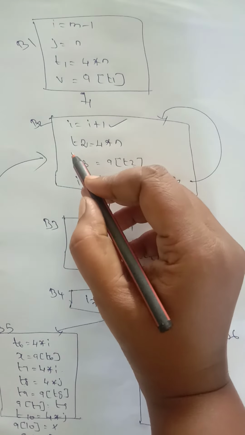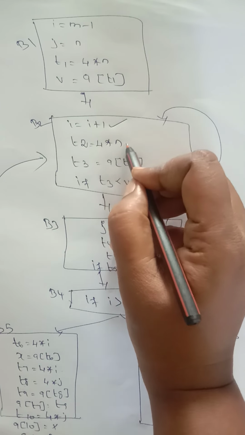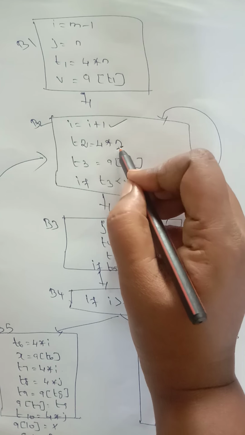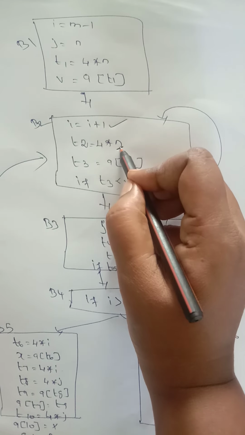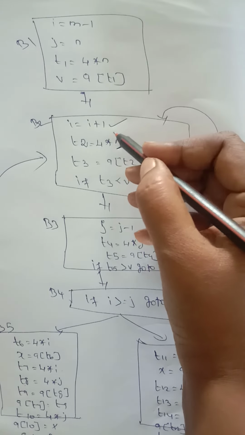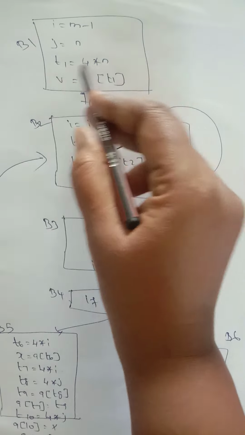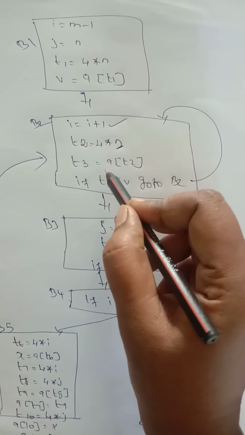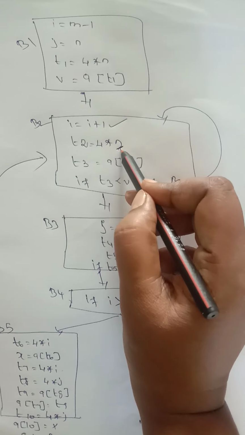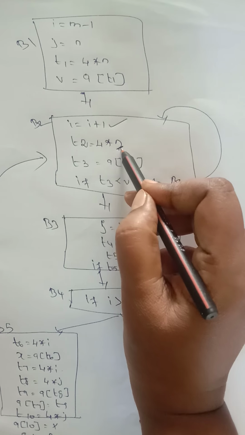Then come to the next line. t2 equal to 4 into n. Here, what is the n value? Is the n value incremented anywhere, inside B1 or B2? No. In B1, the n value is used for evaluating t1. In B2, for evaluating t2 we used n. So here the n value is not incremented.